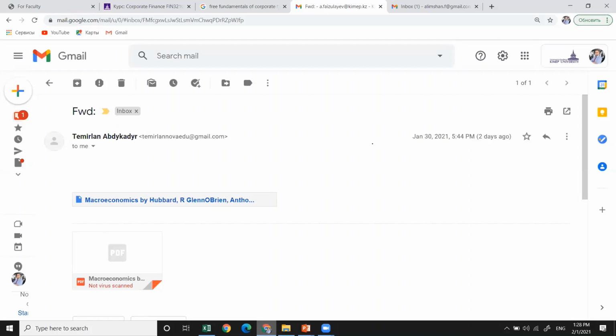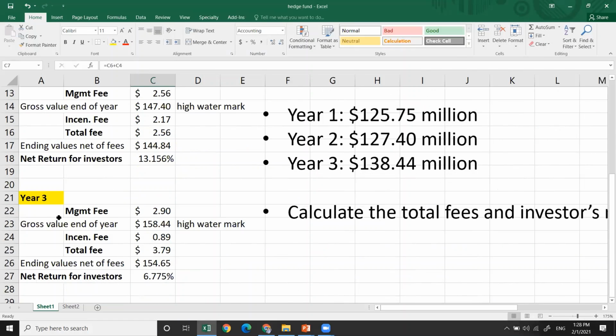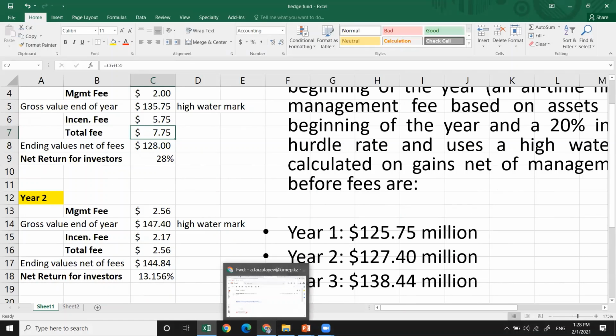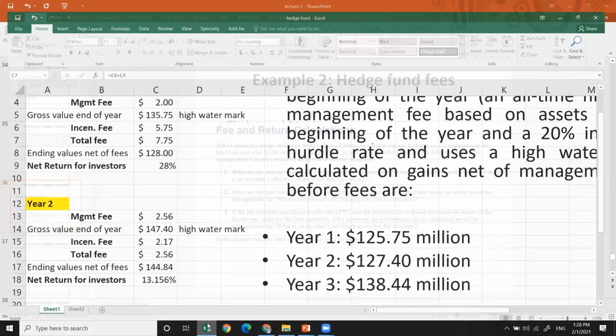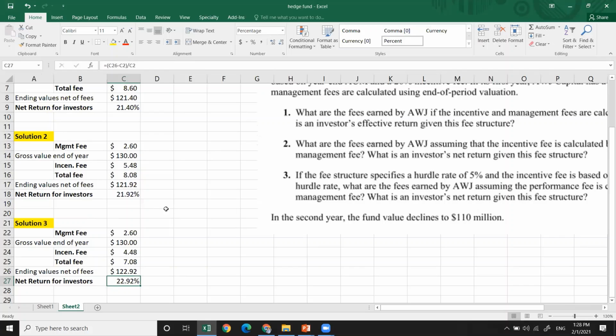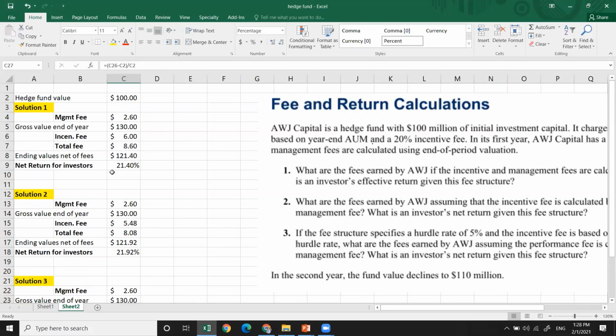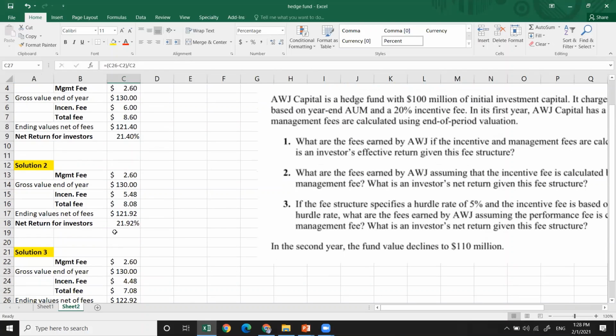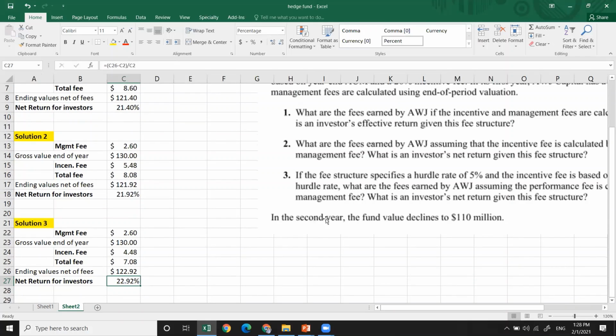I mean, actually, in here we consider 3 years. But up to this calculation we're considering only 1 year, because we haven't reached the second year yet; we are just changing the conditions. We have here 3 different conditions that are mentioned in the example. But in the second year, it says the fund value declines to 110 million. It was 130, now it declines to 110.